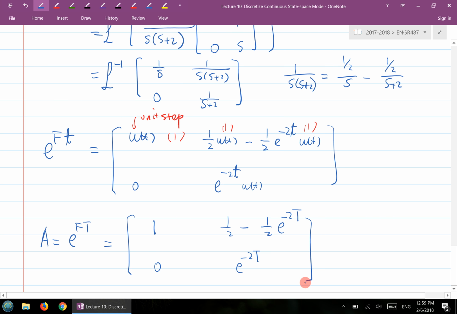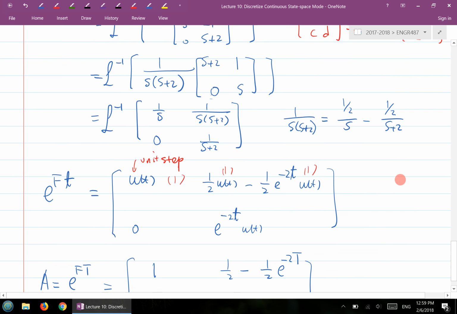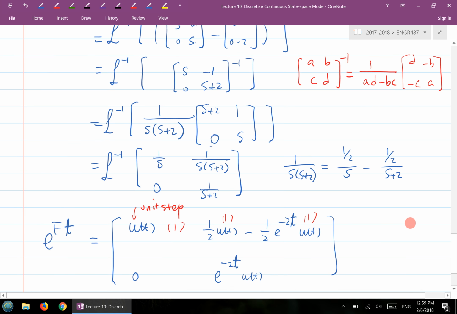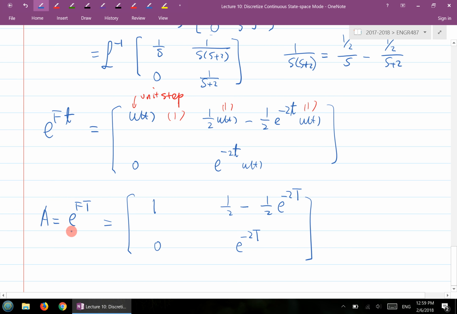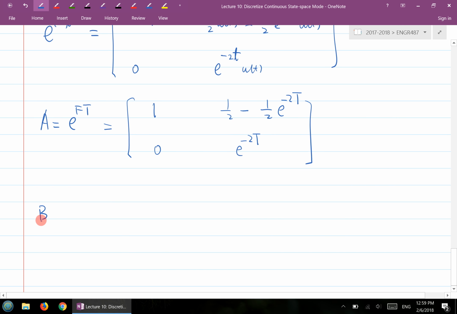Is that good? My expectation is that for a simple 2 by 2 matrix, you should be able to go through these steps to obtain this A here. And then the B matrix, if you look at that formula, that's the B matrix.